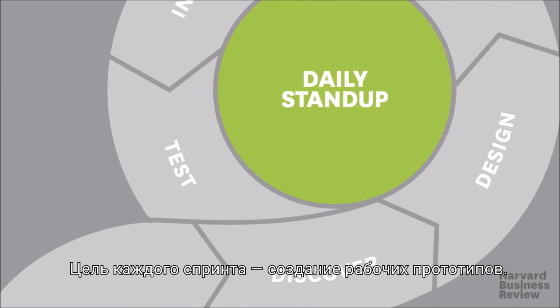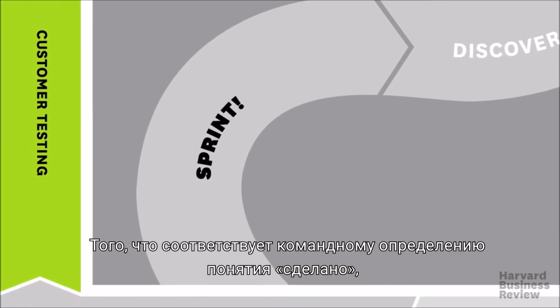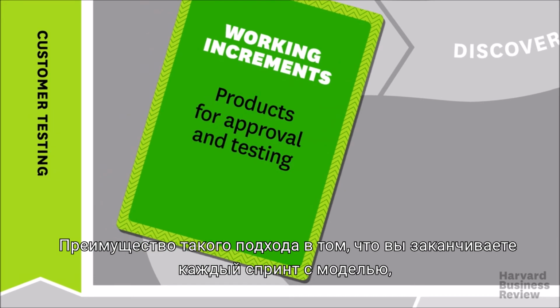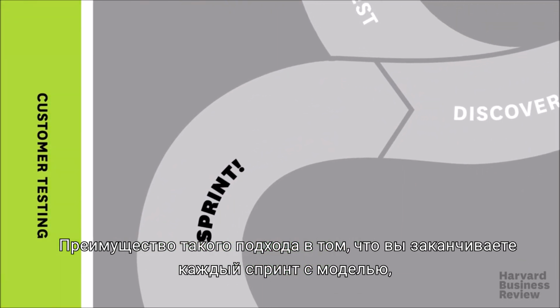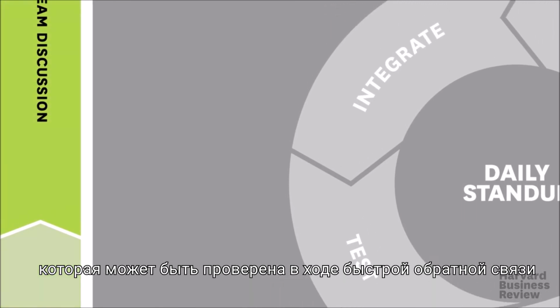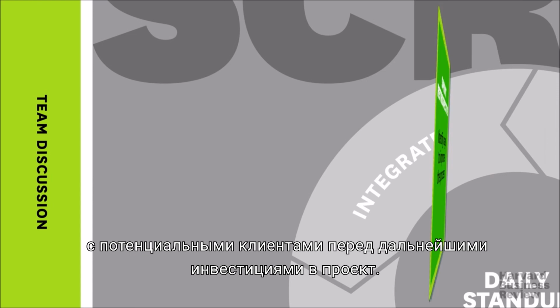The goal of each sprint is to develop working increments, something that meets the team's definition of done, is approved by the initiative owner, and is ready for testing. The benefit of these tangible outputs is that you finish each sprint with a prototype or model that can actually be tested in rapid feedback loops with potential customers before investing further in the project.